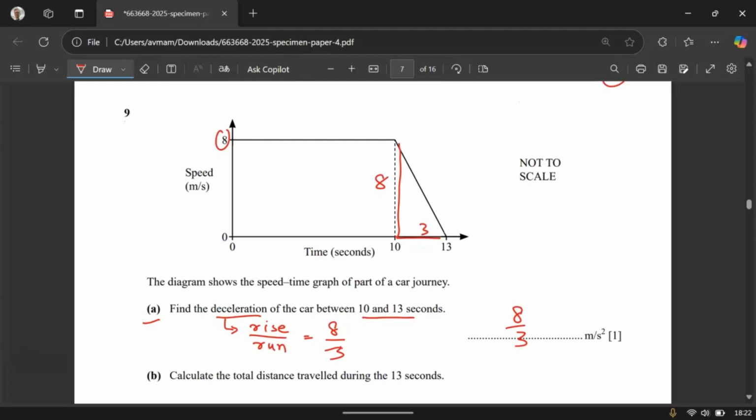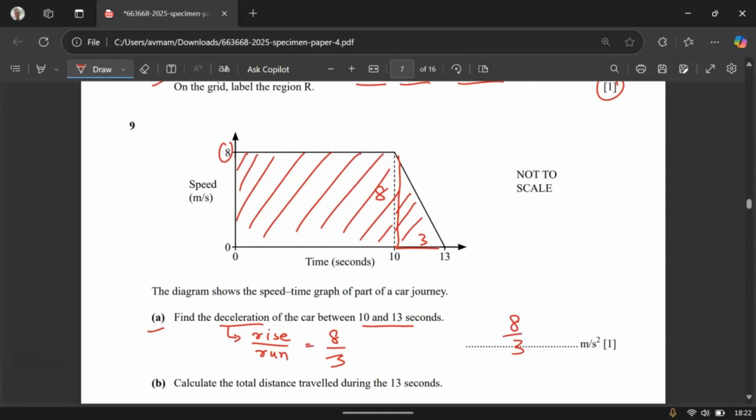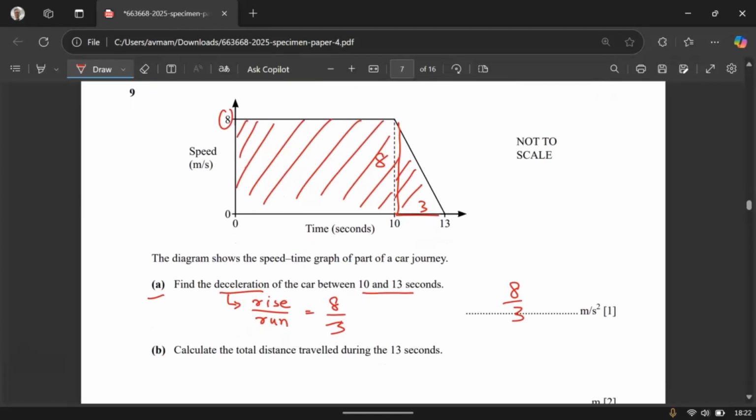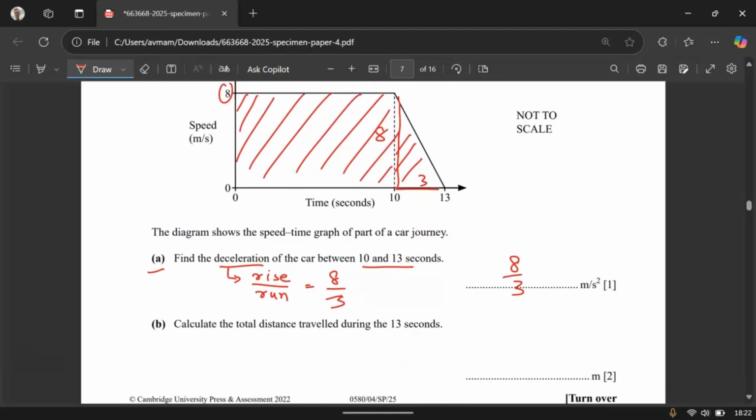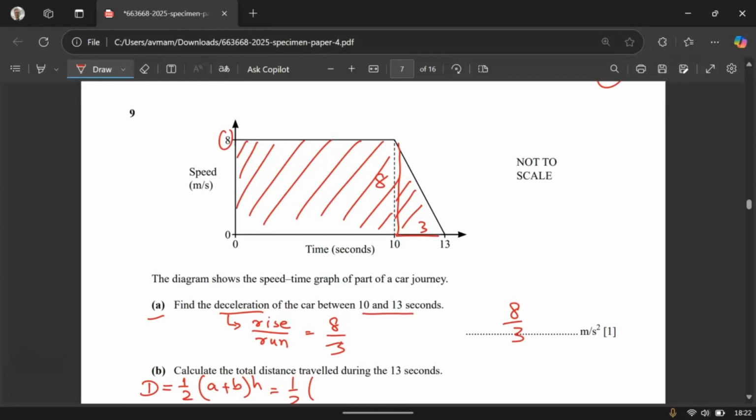To find the distance, you need to find the area under the graph. It is a trapezium, so you can use the formula for a trapezium, or you can divide the shape into a rectangle and a triangle and then find the area and then add them. Let us use the formula for the area of a trapezium. So distance is half times a plus b times height. a and b are the two parallel sides in a trapezium. This is a and this is b.